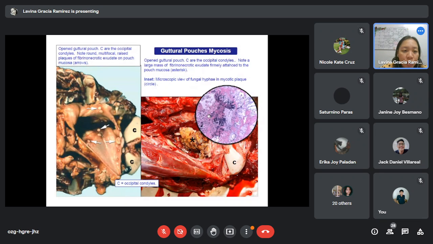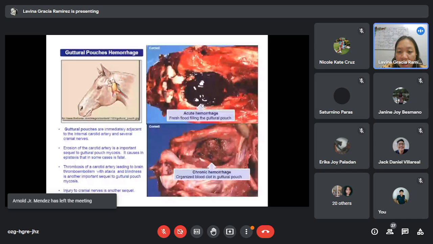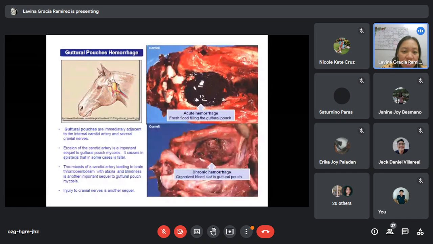For the possible consequences of guttural pouch mycosis, you can expect some hemorrhage, because of the clear distribution of the arteries in this area. Think of swelling at this part with abscess, which can regress. It can dissolve the integrity of the blood vessels because of the enzymes. That can be expected to result in hemorrhage. The guttural pouches are immediately adjacent to the carotid arteries.